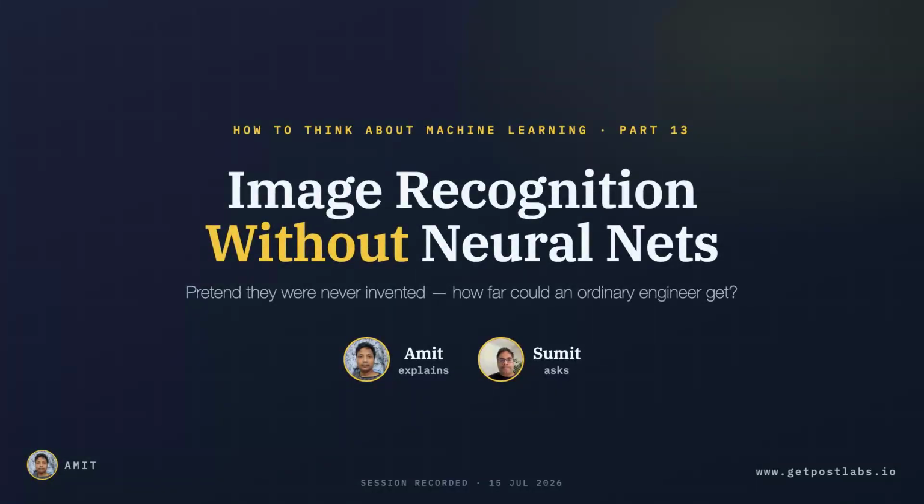We just said this photo problem is a brain problem and that's why neural networks exist. But here's a twist. Pretend neural nets were never invented. How would an ordinary engineer still try to crack it? You'd be surprised how far they'd get.